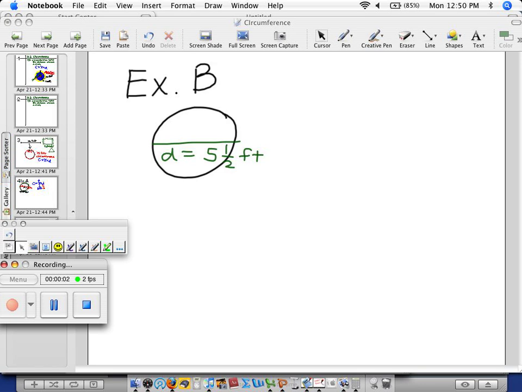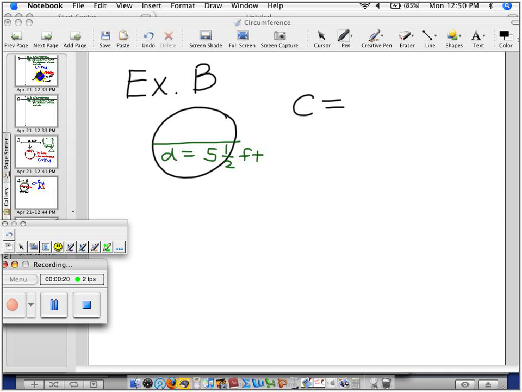On example B, I decided to cut you a little slack. I gave you the length of the diameter. So walking across a circle from one side to the other through the center, the diameter is 5.5 feet. What's the formula for circumference?